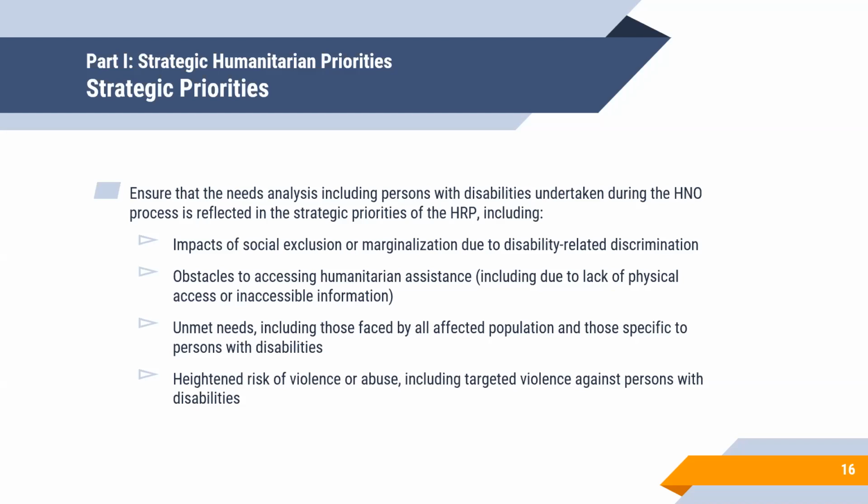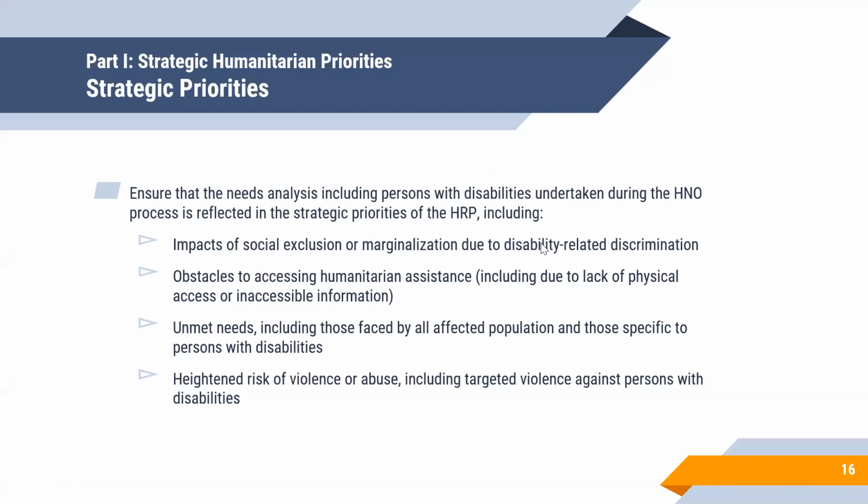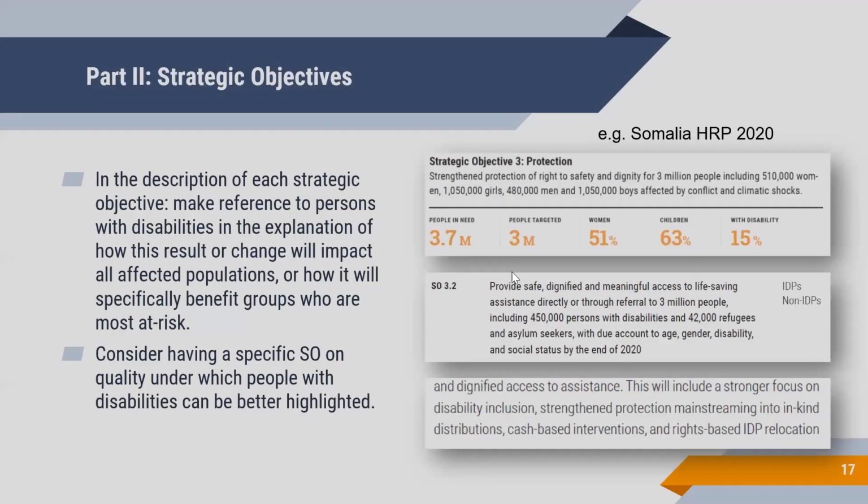So avoiding those general statements like we will prioritise vulnerable groups. Instead, what we would recommend here is, for example, addressing how the impacts of social inclusion or marginalisation due to disability-related discrimination, or identifying the obstacles to accessing humanitarian assistance. And these obstacles can either be within the broader environment or they can be related to the design of the humanitarian assistance itself. And also to set out here, another element that can be reflected is the heightened risk faced by persons with disabilities of violence, exploitation and abuse. And that can include gender-based violence, but also disability-related violence.